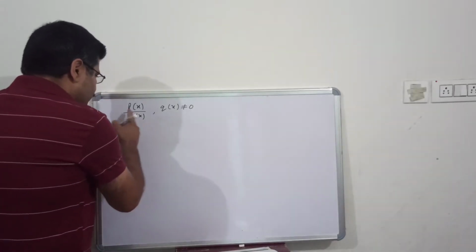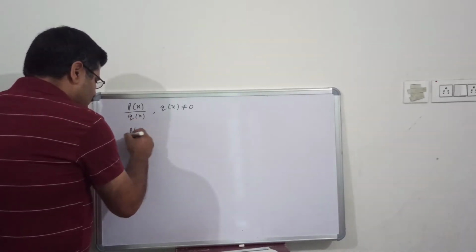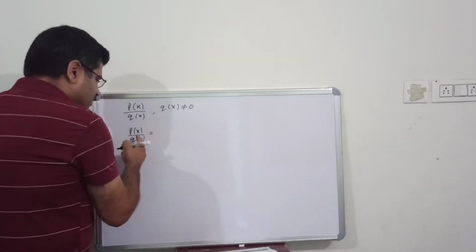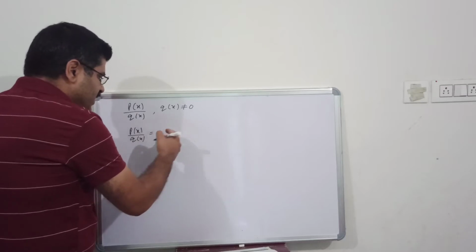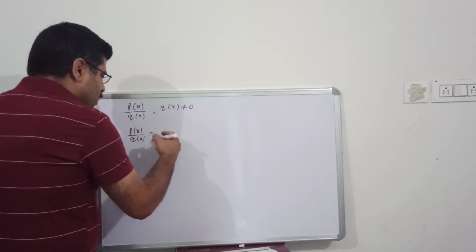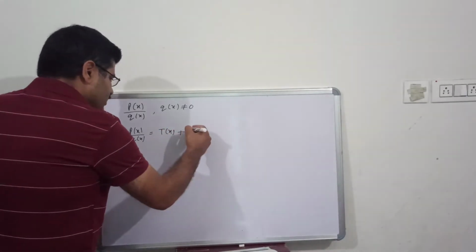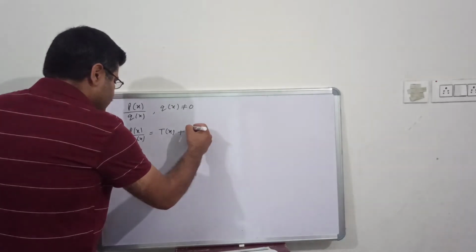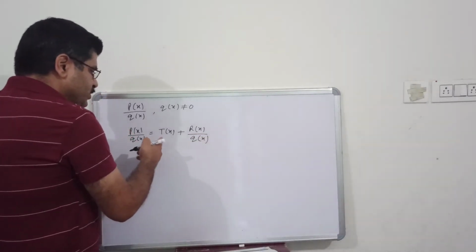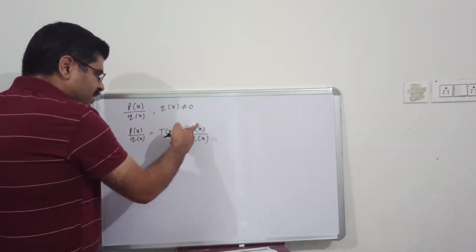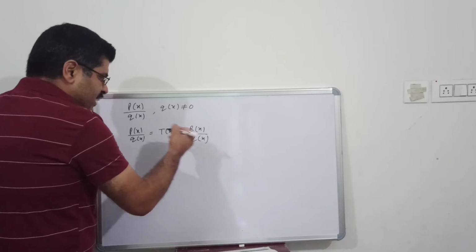So when the power of P(x) is greater than that of Q(x), this P(x) upon Q(x) can be written, we will divide it, in the form of quotient plus remainder upon divisor. So let it be T(x) plus remainder, let us take remainder R(x), and the divisor will remain the same, that is Q(x). So it is of the form quotient plus remainder upon divisor. Now this R(x) upon Q(x) has become a proper fraction.